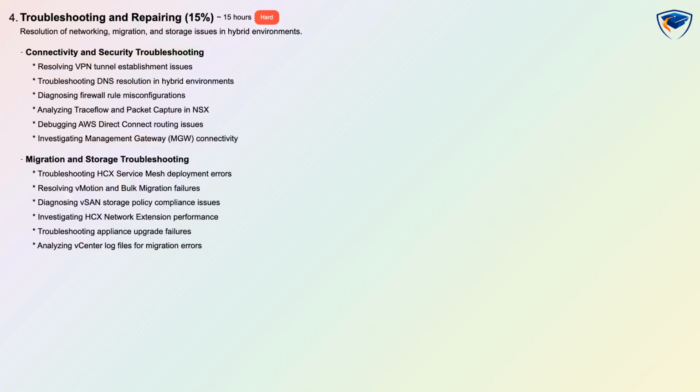Migration and storage troubleshooting covers HCX service mesh deployment errors, vMotion and bulk migration failures, VSAN storage policy compliance investigations, HCX network extension performance issues, appliance upgrade failures, and reading vCenter logs for migration errors. Expect to practice step-by-step diagnostics and remediation scenarios.